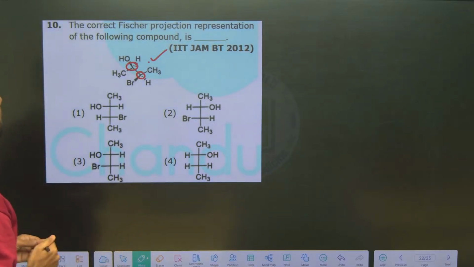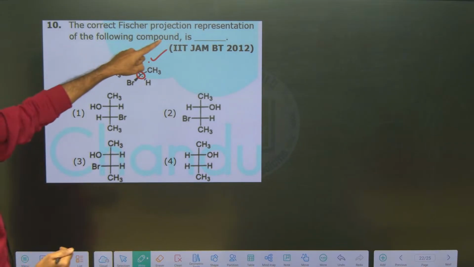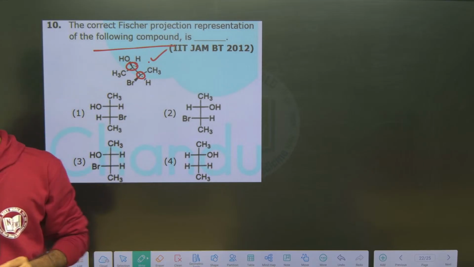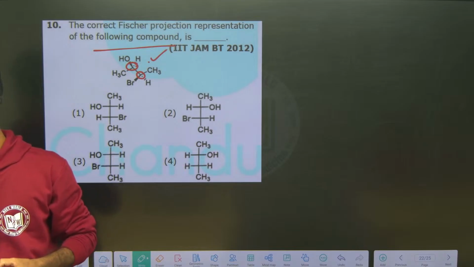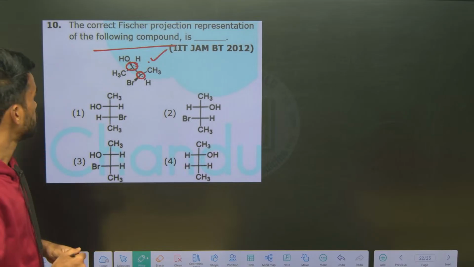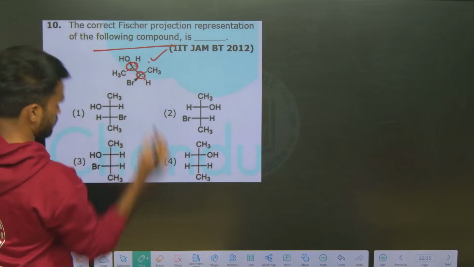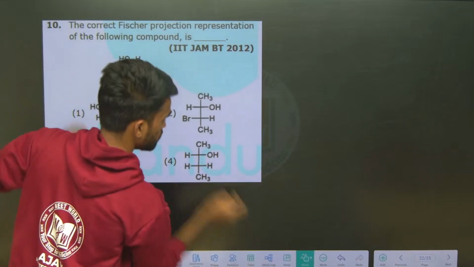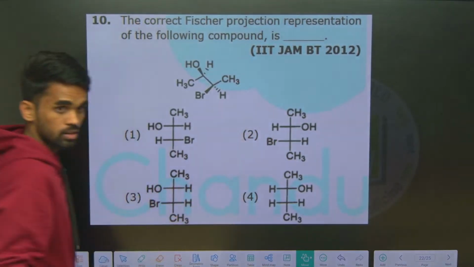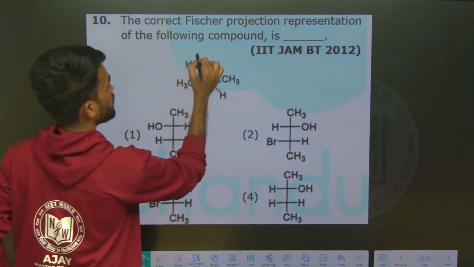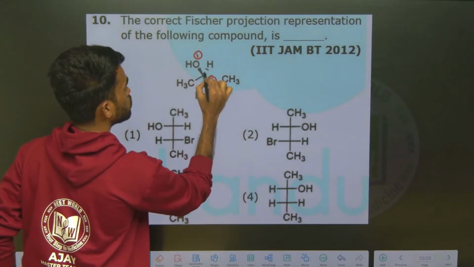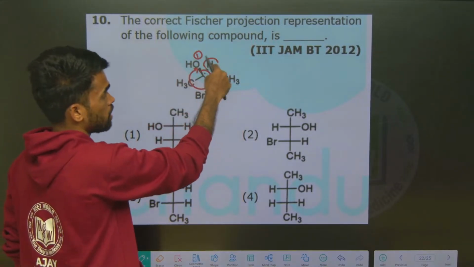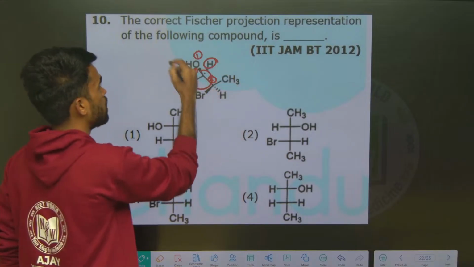So identify the correct Fischer projection representation of the following compound. Only one option, they are saying. Now identify. First one here, OH, 1, 2. So what is it? Clockwise. Least priority is on wedge. So we can say clockwise means R.